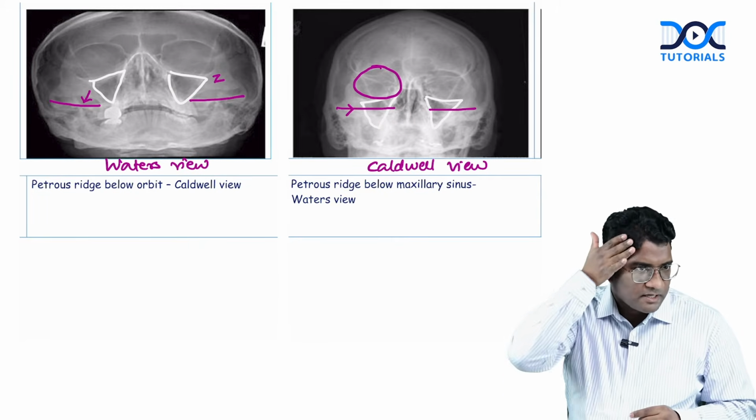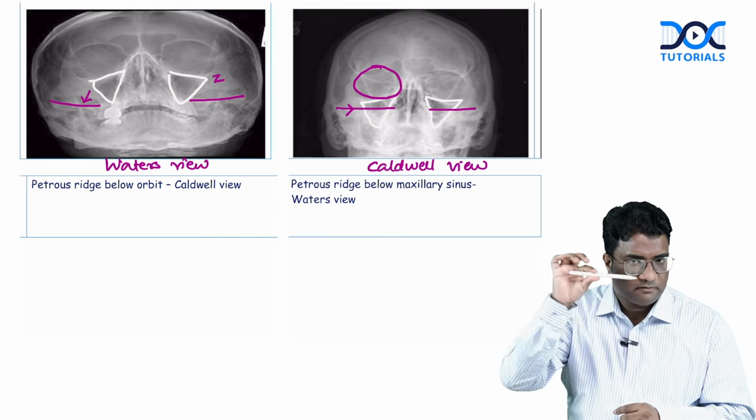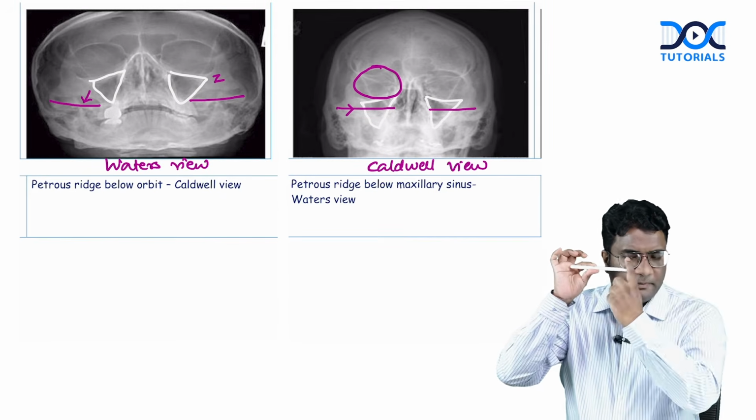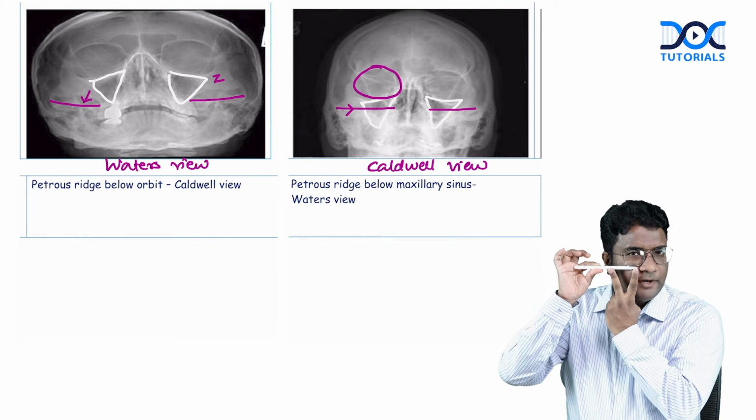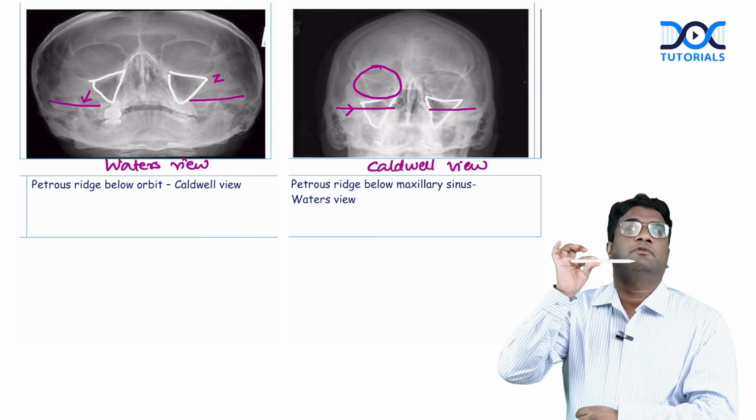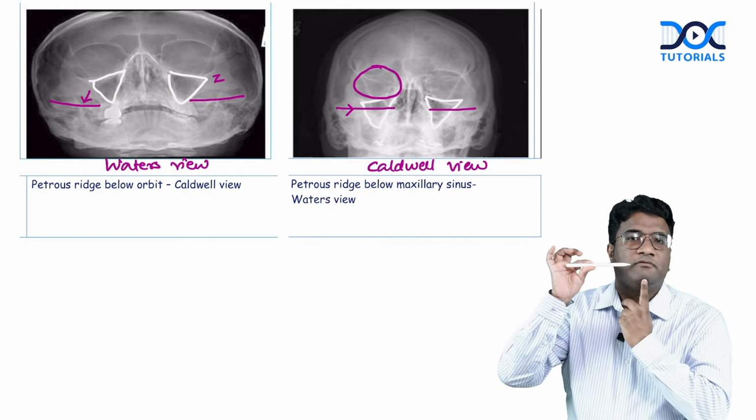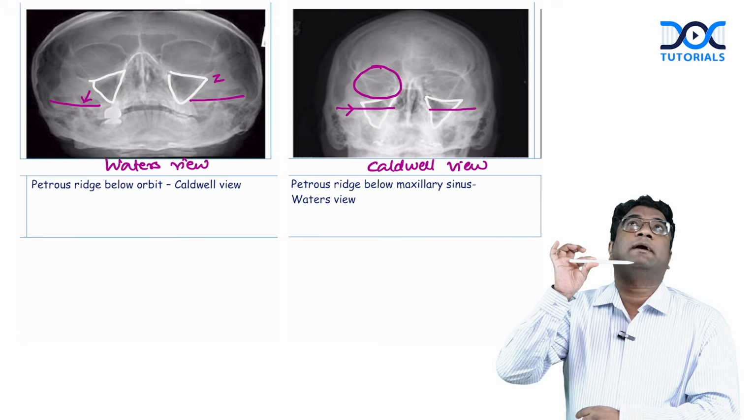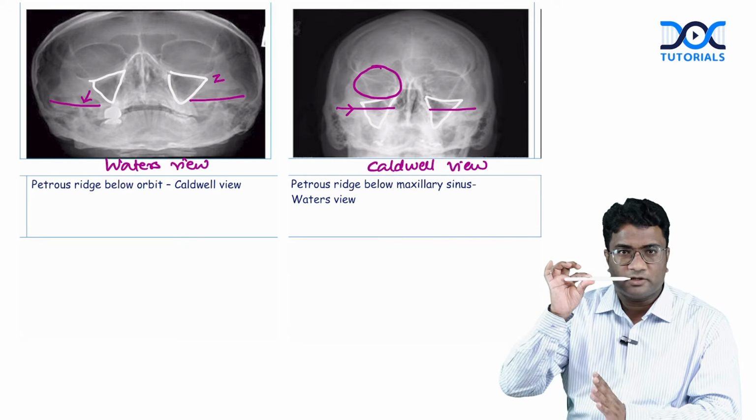So imagine this. This is the squamous part of the temporal bone. Imagine this is the petrous part having all the ear ossicles and all. When you're looking at the occipitofrontal view, the petrous ridge will be below the orbit overlapping the maxillary antrum. But when you go for a Waters view, that is the occipitomental view, the chin will be touching the film. The petrous ridge appears to be going below the maxillary antrum. That is what Waters view is.